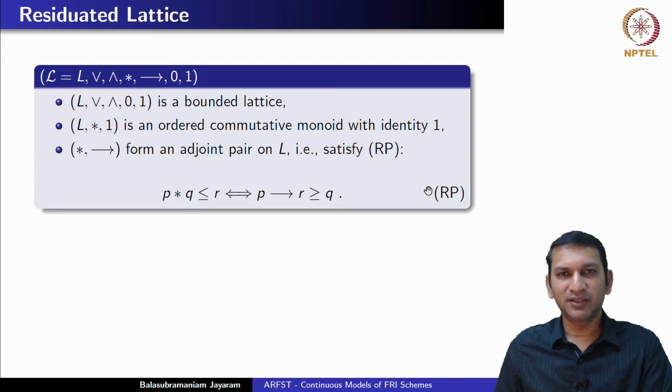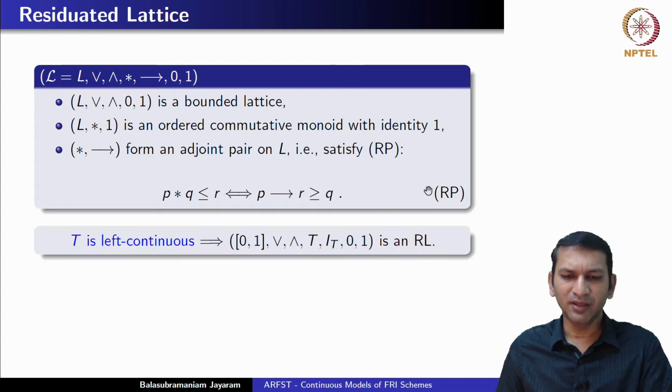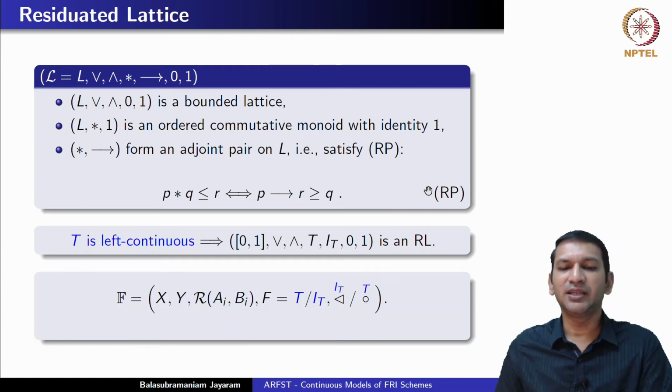Needless to state, we are in the realm of residuated lattices, which is a bounded lattice. It's an ordered commutative monoid with identity 1, and the star and the arrow operations are related by this adjoint property or the residuation property. In the case that we are considering, we are picking up values from this unit interval [0, 1]. So essentially, if you pick a left continuous T norm, then immediately we get a residuated lattice.